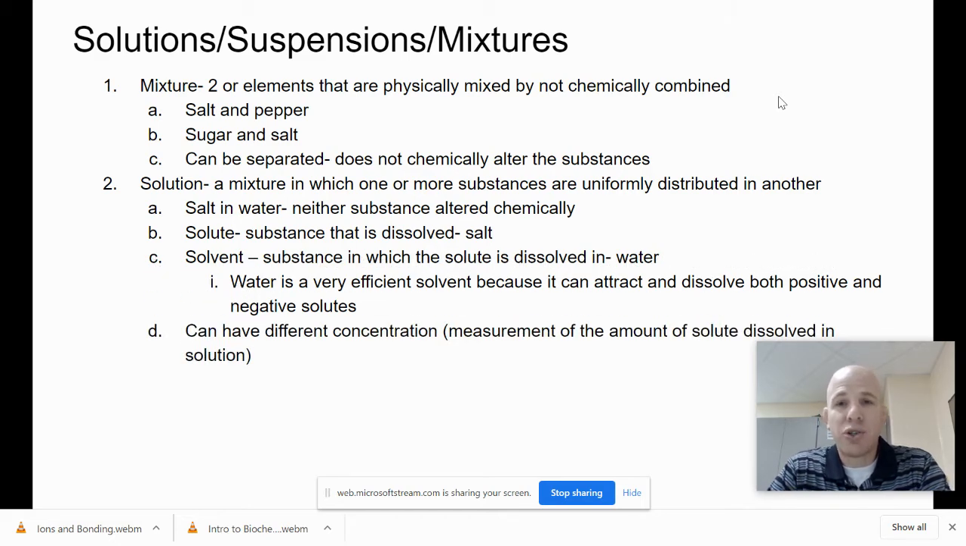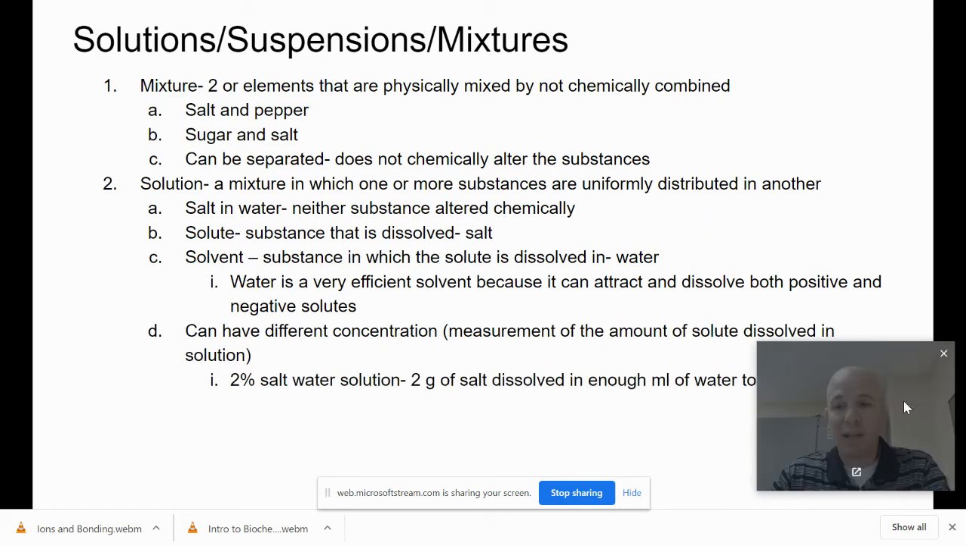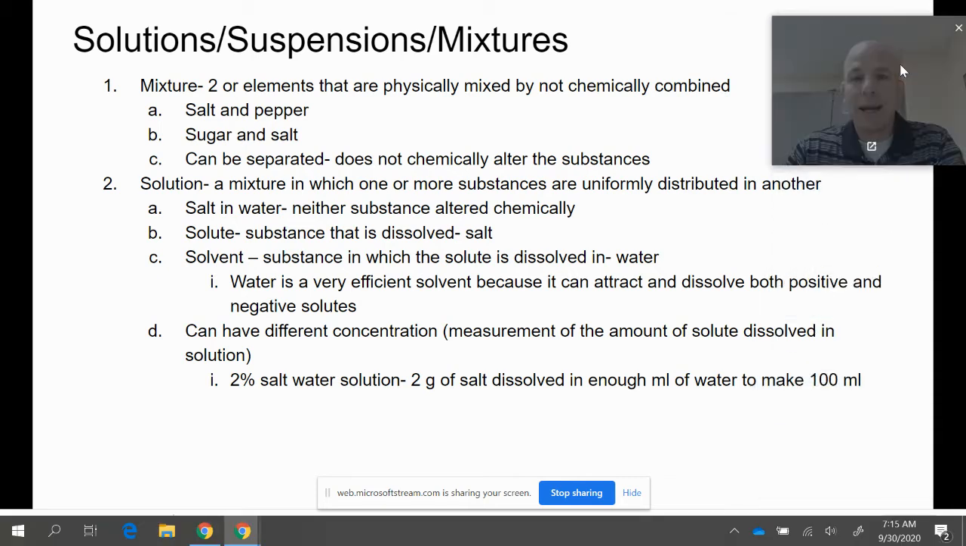You can have different concentrations of solute and solvent. Basically, what that means is how much solute is dissolving in the solvent. Okay, so the more solute I put in, the higher the concentration goes up. Okay, so my example here, 2% saltwater solution. I've dissolved 2 grams of salt in 100 milliliters of water. So basically I can do a little math. 2 divided by 100, that's 2%. It's a very low concentrated mixture or solution of salt water.